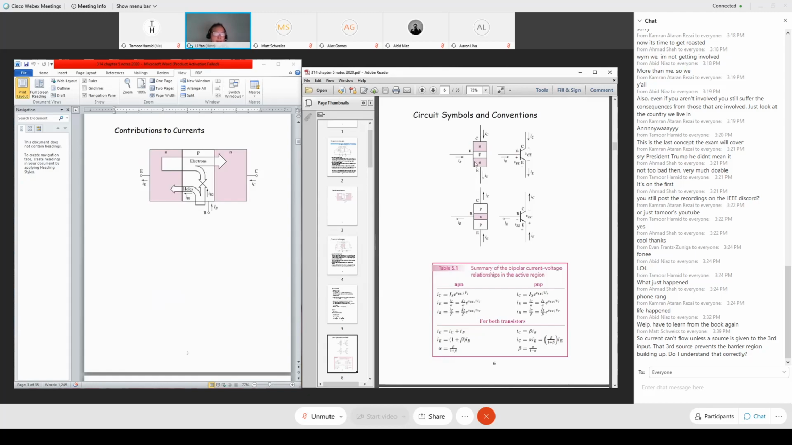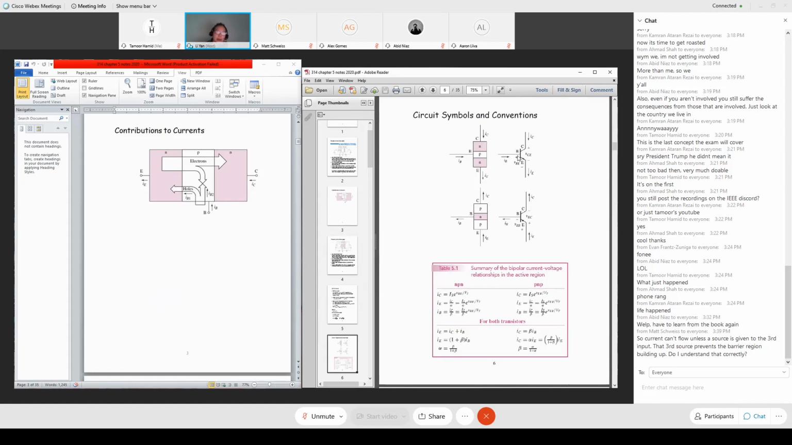So this is NPN, and the middle is the base. This terminal is the emitter, this terminal is the collector, and this is the bipolar junction transistor circuit symbol. Three terminals, the flat side representing the base, and then the other two: this line is the collector, this is the emitter. How do you distinguish the emitter and the collector in the NPN?